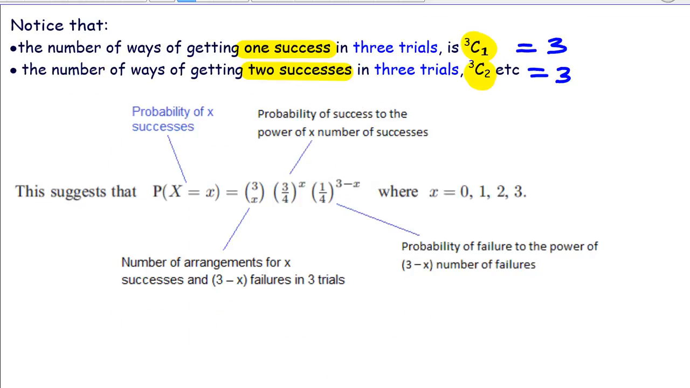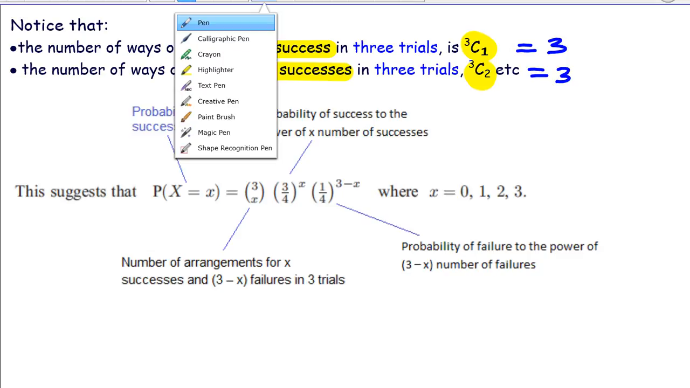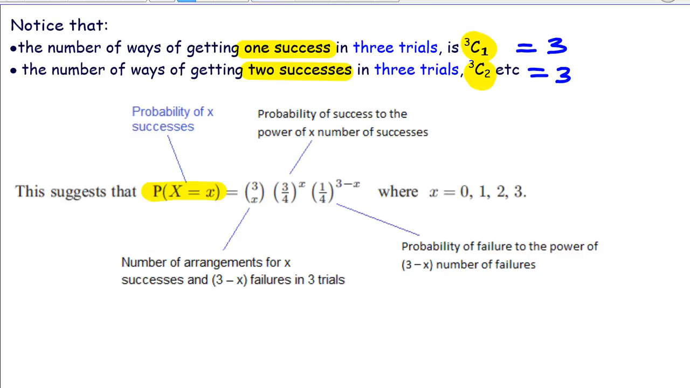So we can notice that, and we can actually generalize this and say that the probability of getting x successes, which is right here, below here, will be equal to 3 choose x multiplied by 3 over 4 to the power x multiplied by a quarter to the power 3 minus x, for that particular example that we just looked at. So this is actually a general formula that we can use to find each of those probabilities that we did on the previous page.